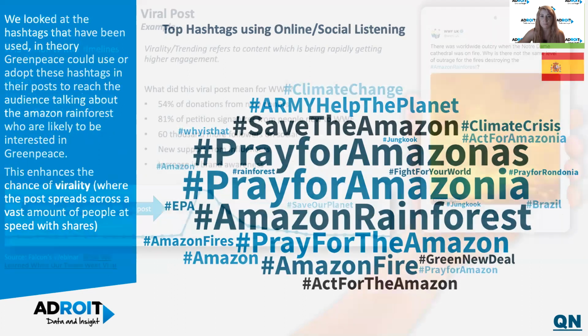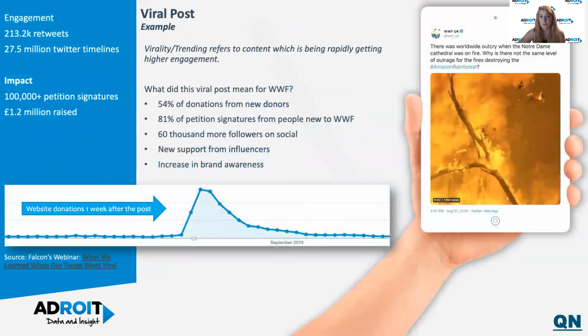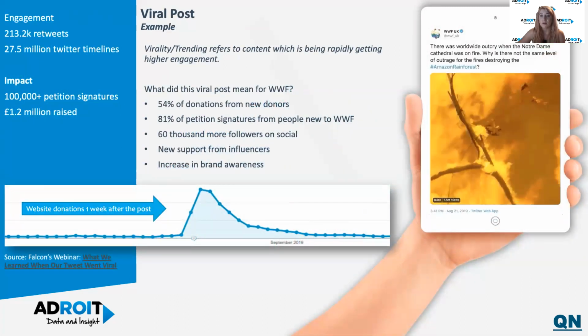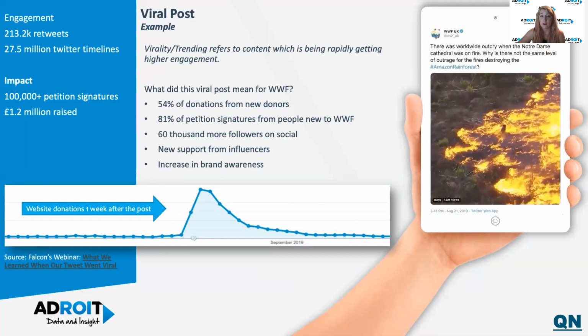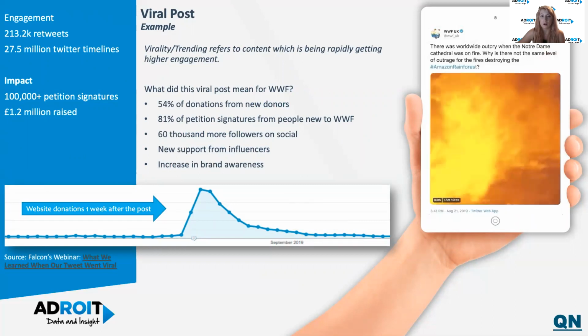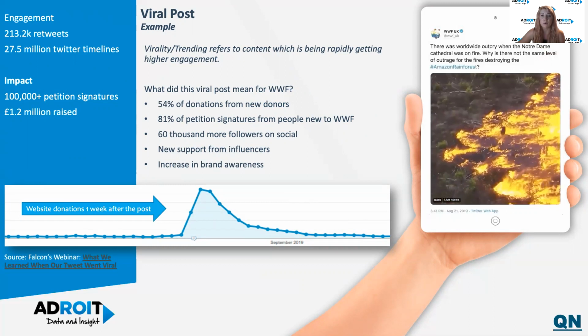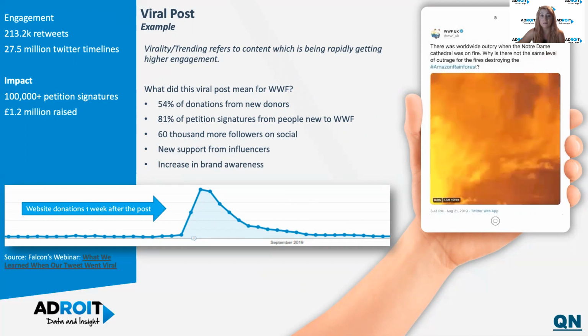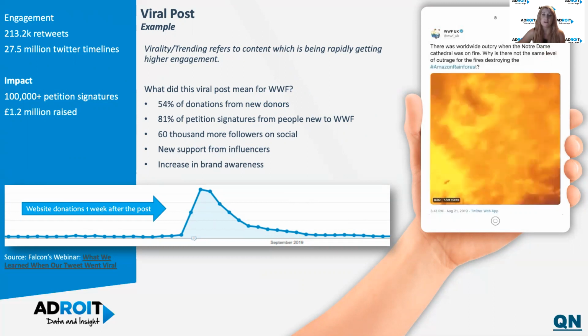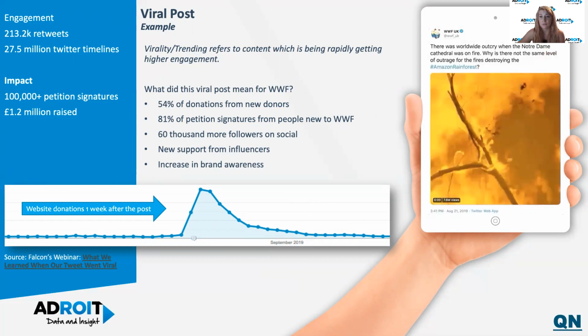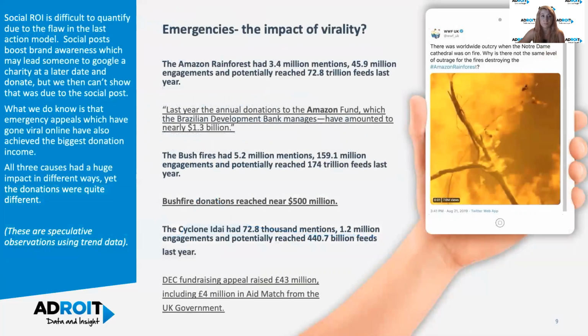On the topic of virality, WWF had a viral post which you may have seen, which referred to the outcry of Notre Dame and the lack of outrage for the Amazon rainforests. The impact was huge and achieved over 100,000 petition signatures. WWF said it raised 1.2 million and 54% of donors were completely brand new. Similarly, the petition signatures were mostly new, and there was a boost in awareness, followers, and influencers.